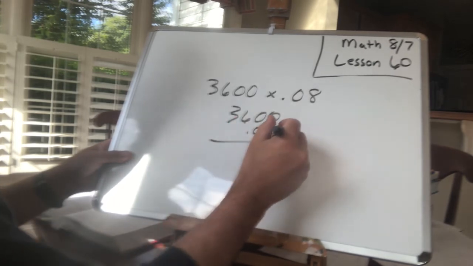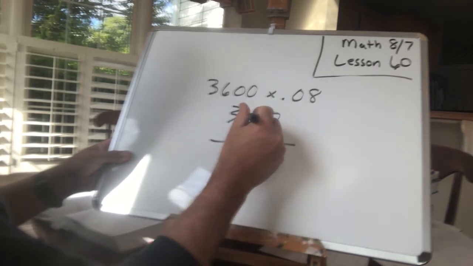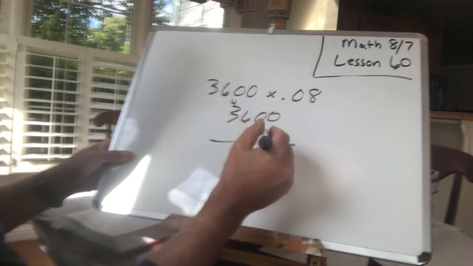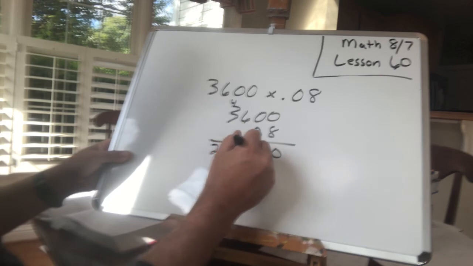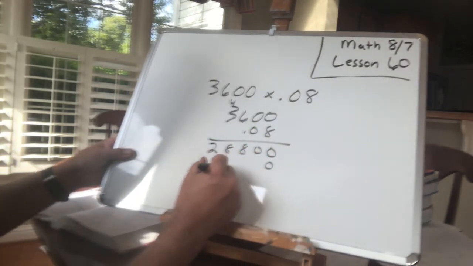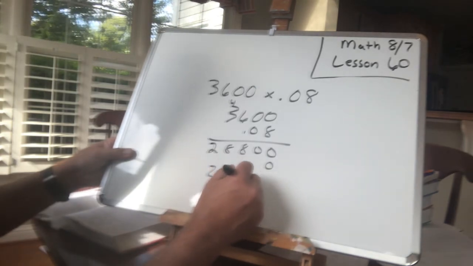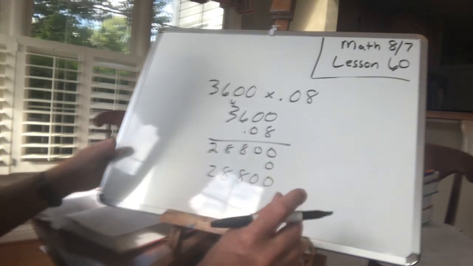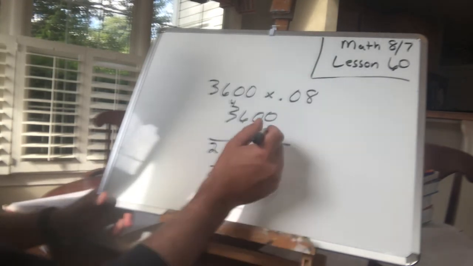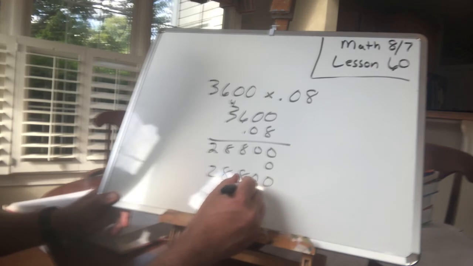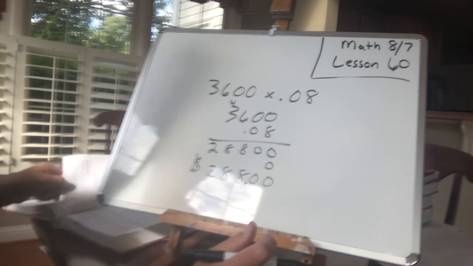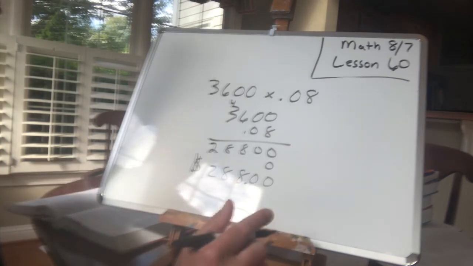So I'm going to multiply 3,600 times 0.08, right? And that's going to be 28800, right? Now, how many decimal places do I have? I have 2 decimal places. Guess how much money he gets? He gets $288 for selling that car, which is pretty good.